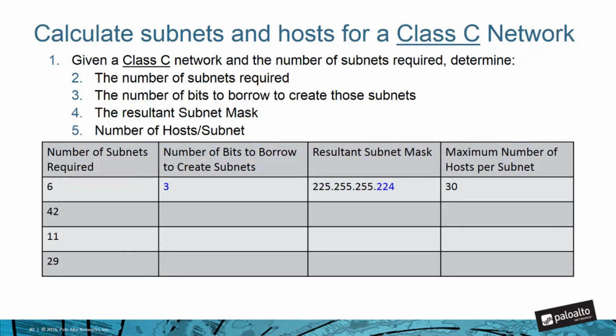Notice we're all the way down into a Class C network, so we only have 8 bits to play with. If I use 3 of those bits to create subnetworks, that only leaves me 5 left over in order to create hosts. Now, why don't you pause the audio for a moment and go ahead and fill out the rest of the table.